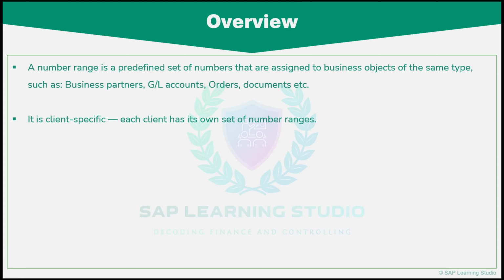The number range is a predefined set of numbers that are assigned to business objects of the same type, such as business partner, GL account, document numbers. One thing which needs to be remembered is that number ranges are client specific. Each client has its own set of number ranges. We can change the number range in each client.